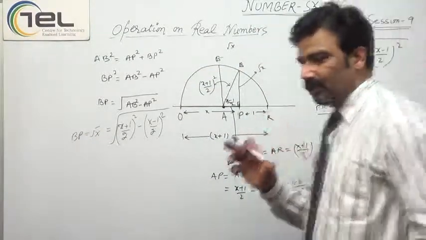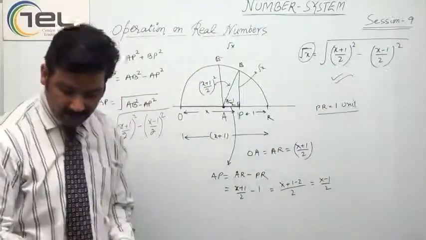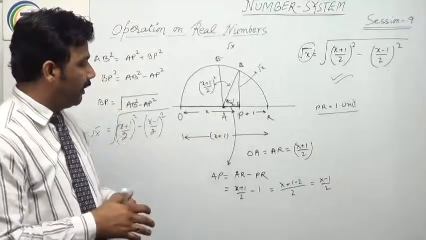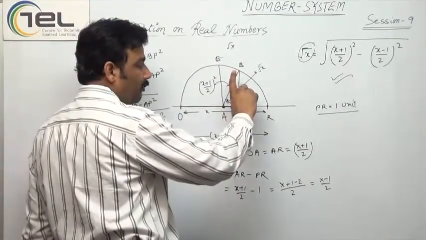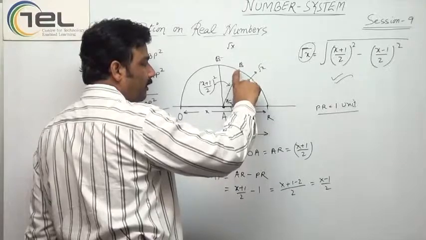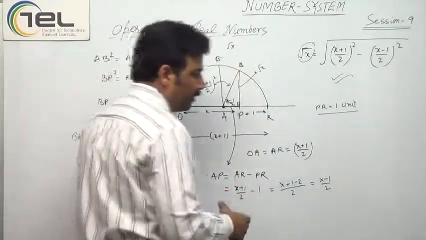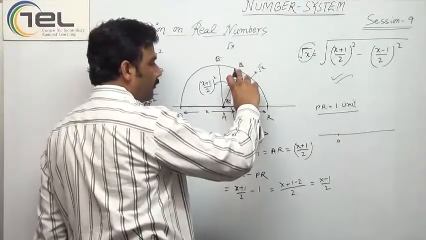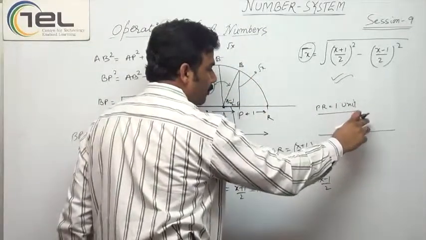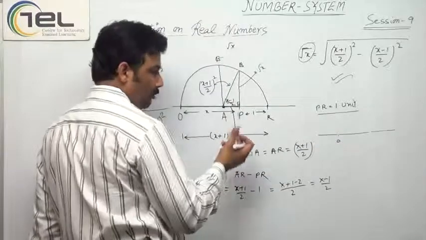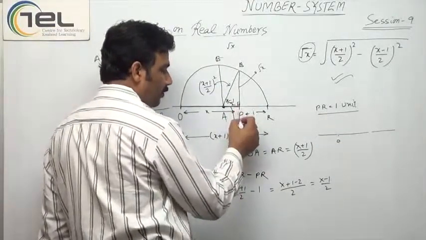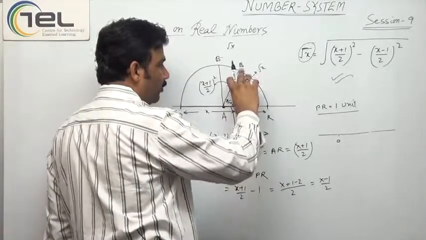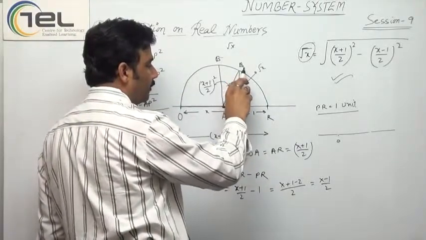Now we know the measurement of root x. This is root x. Now taking a compass, putting the point of the compass here, I can make this radius, and if this is a number line and this is 0, I can easily mark it here. I put 0, and then I can mark it here. Or I can take 0 as here.